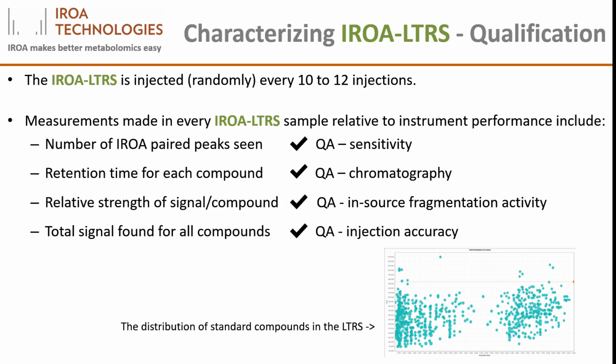Therefore, A. During every analysis, the Aroa LTRS should be the first and last injections, and approximately every 10th injection while running. This will make it apparent if the system degrades or is degraded in any way during the run. B. The Aroa LTRS provides the following measures of instrument performance. The number of Aroa peaks seen is a measure of instrument sensitivity. The retention time for selected compounds is a good measure of chromatographic conditions. The ratio of an in-source parent to their child fragment is a good measure of source conditions. The total signal for all Aroa peaks is a good measure of injection accuracy.